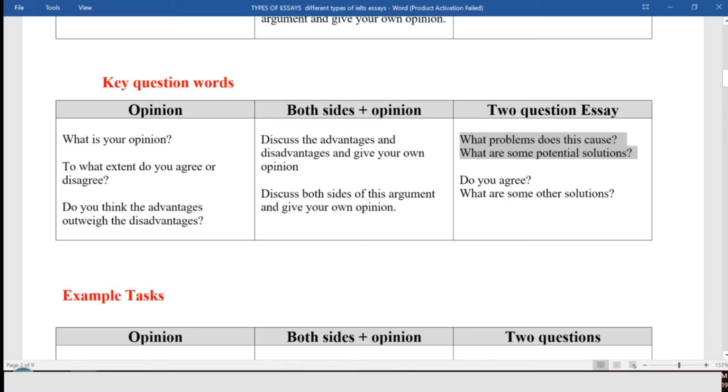When IELTS was first started, I guess about 20 years ago, they almost exclusively used this question. And so sometimes people call this a problem and solution essay. What problems does this cause? What are some potential solutions? However, in more recent times, the types of questions are much broader. Let's look at another example.